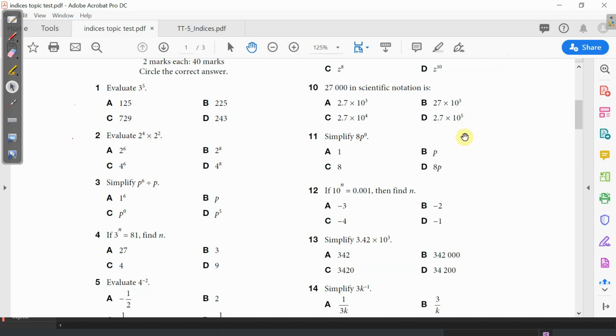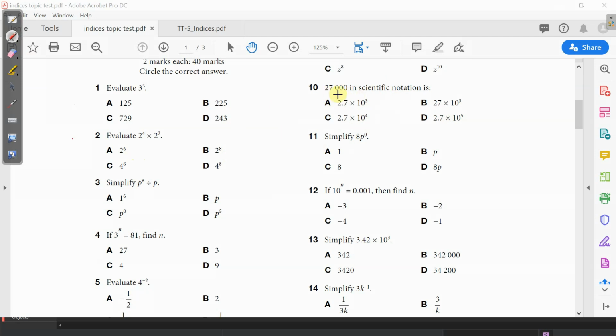Alright, here we are. Let's have a look at some questions that you're going to have to be doing for some submission on Friday. And this is from the indices topic. I thought I'd just have a quick look at some of these. Some of them may be more tricky ones, just to give you an idea of some of the answers. So I'm going to start with question 10.